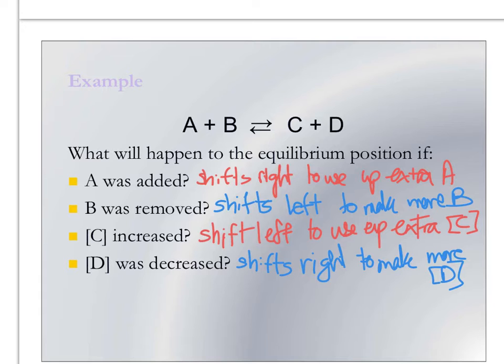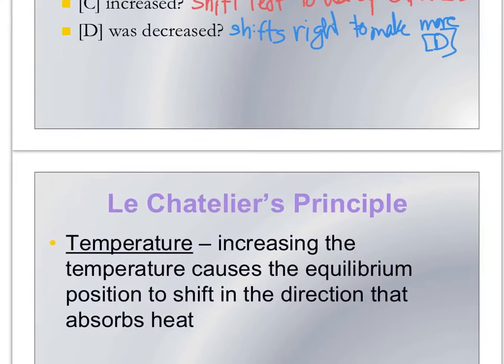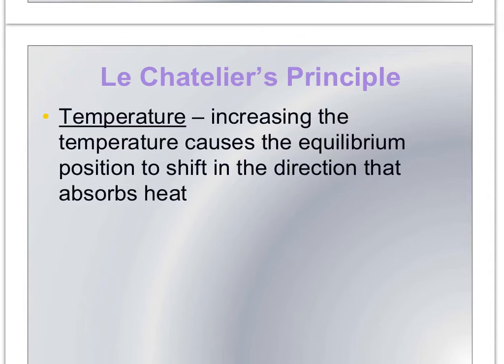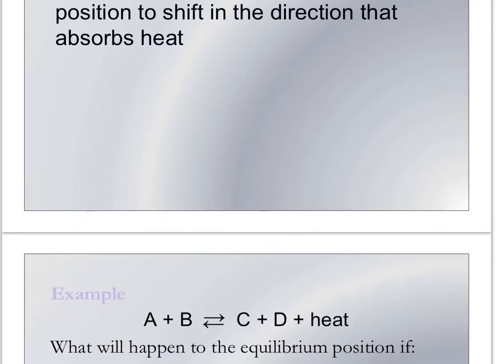So that's how concentration affects the equilibrium position. Let's take a look at the next stressor, or type of stress that I can add. I can change the temperature. So I can put it in an ice bath or a hot bath or something like that. When you increase the temperature, that causes the equilibrium position to shift in the direction that absorbs heat. What does that mean? Let's look at an example.